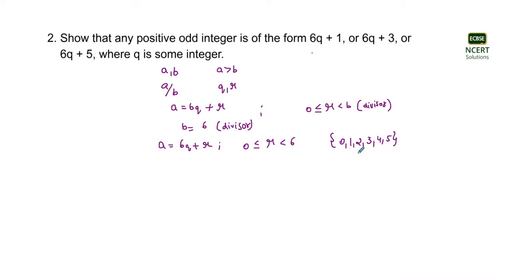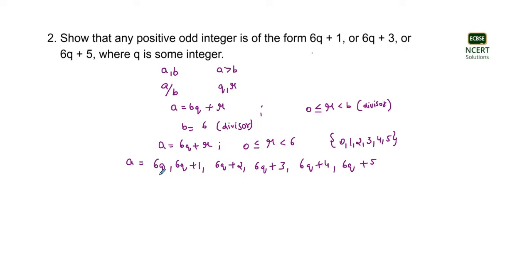Using these values of r, which means that a may or may not be perfectly divisible by the number 6, leaving the remainder 0, 1, 2, 3, 4 or 5, the number a can take the form 6q, 6q plus 1, 6q plus 2, 6q plus 3, 6q plus 4 and 6q plus 5.